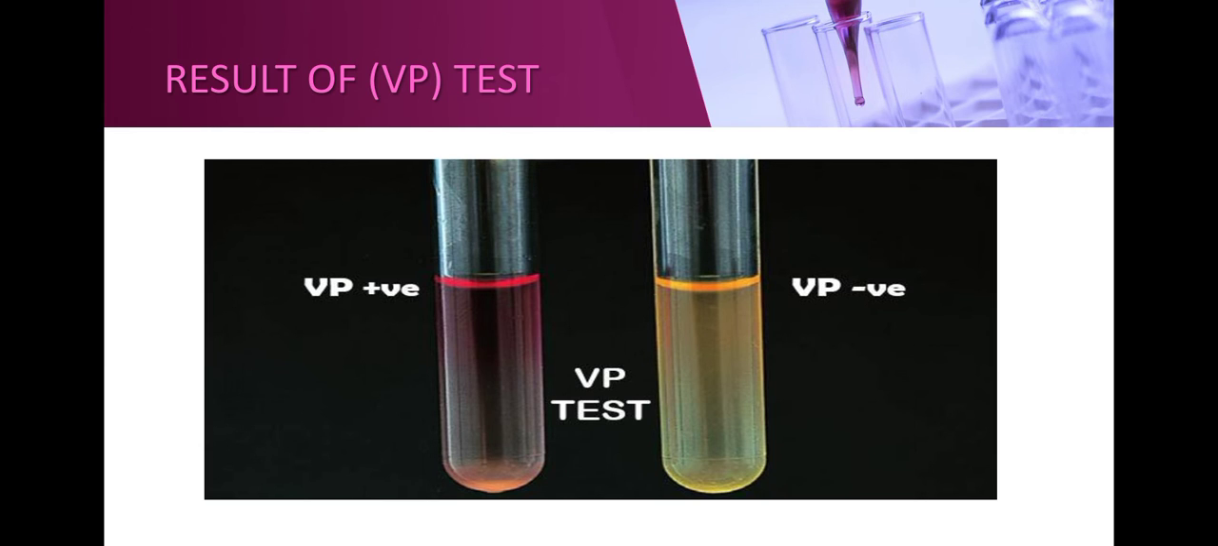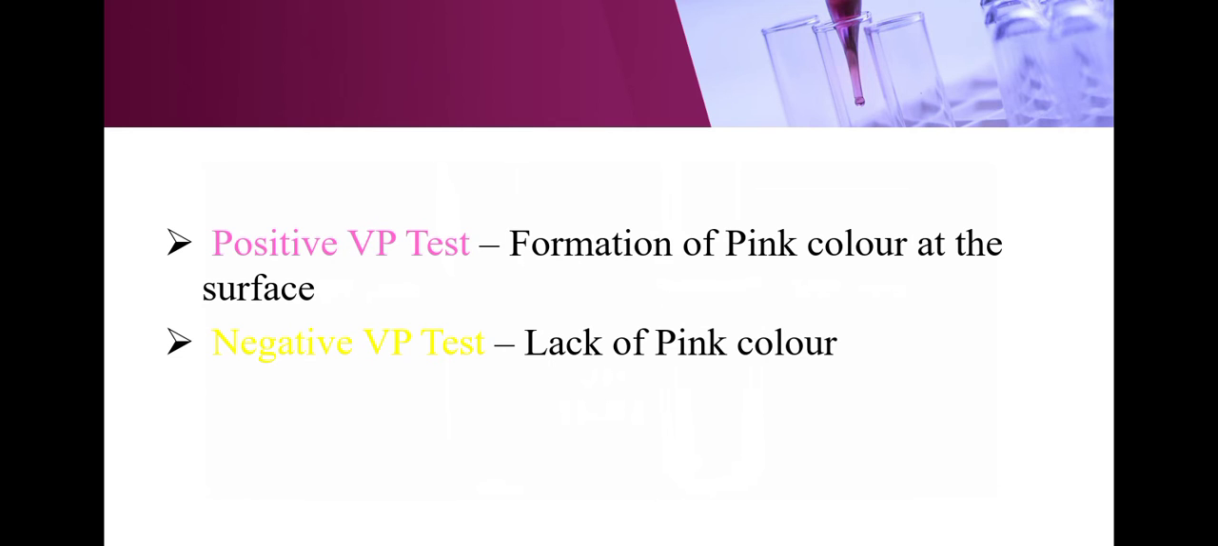VP test positive will show a reddish pink color at the surface. No reddish pink color formation is a negative result for the VP test. Positive VP test: formation of pink color at the surface. Negative VP test: lack of pink color.